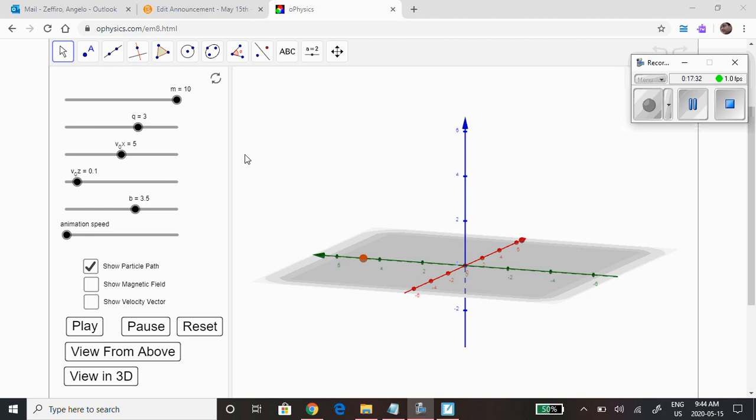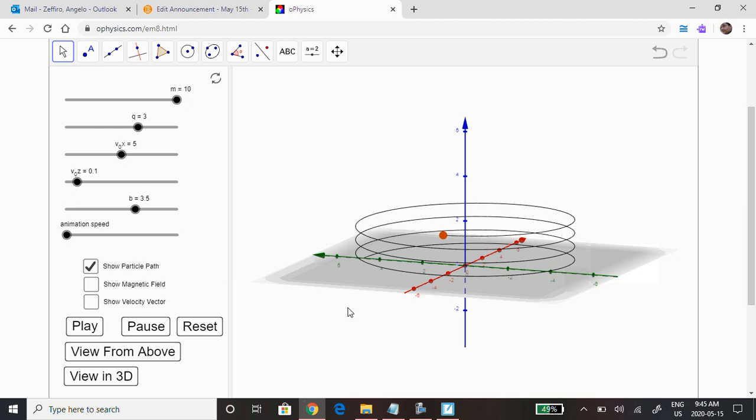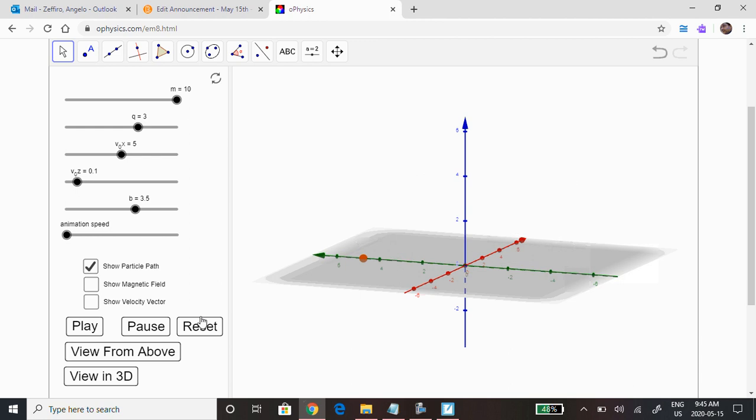All right. Here's another simulation. And it's a charged particle. Let me just play it. There's the charged particle. And you see that the charged particle is in this magnetic field right here. And you see it's definitely undergoing circular motion. It's actually uniform circular motion. There's centripetal acceleration going on here. So let me pause this and reset it.